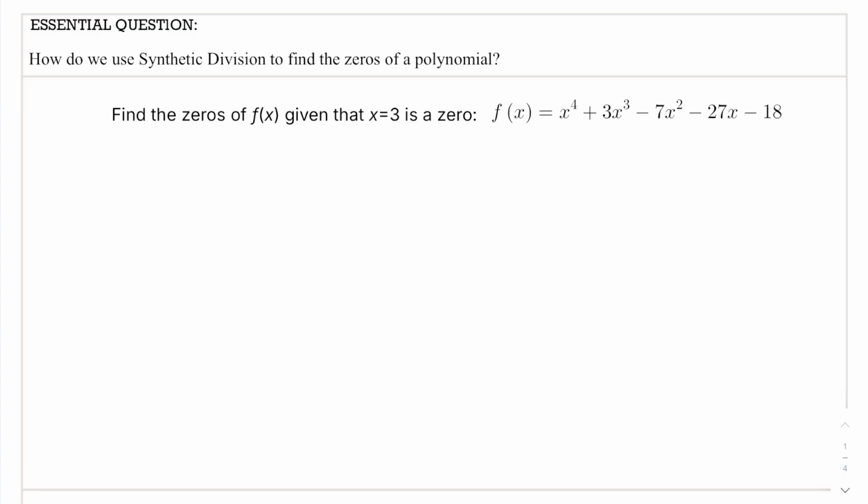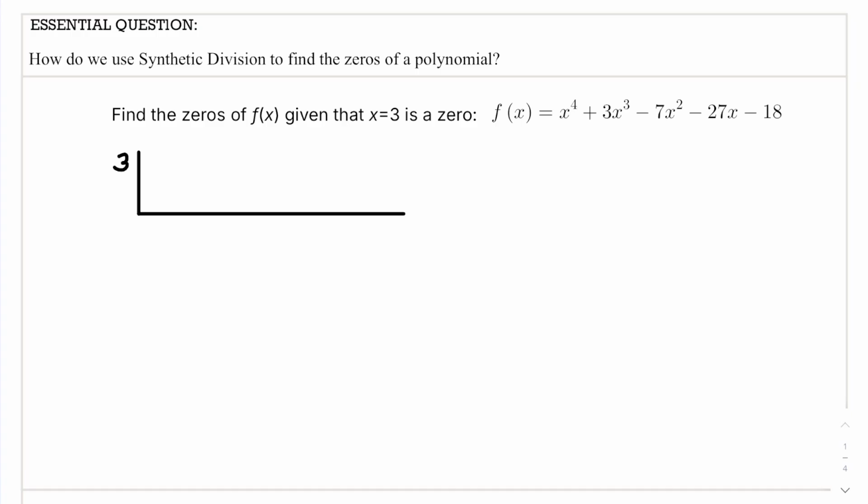So the first thing you want to do is make sure you don't mix up zeros with factors. Zeros are your x-intercepts. They're the numbers that if you plugged them into the polynomial, you would get 0 out, whereas factors are the individual x plus 2, x plus 4, whatever, that make up our polynomial when we factor it down. So we want to find factors and then use those factors to get the zeros. But here we're told that x equals 3 is a zero. So we're going to plug that into our synthetic division.